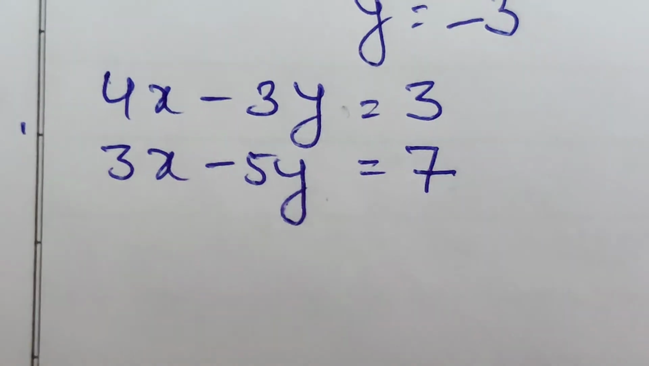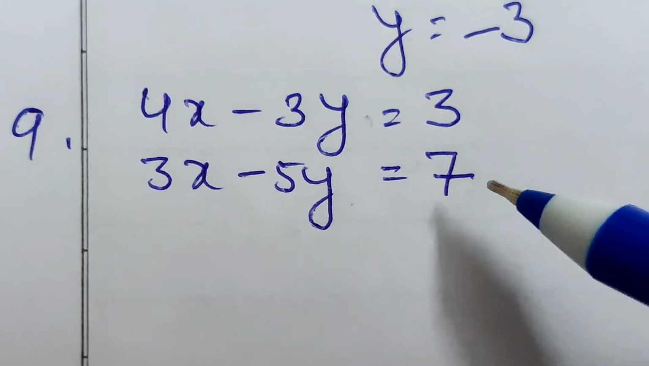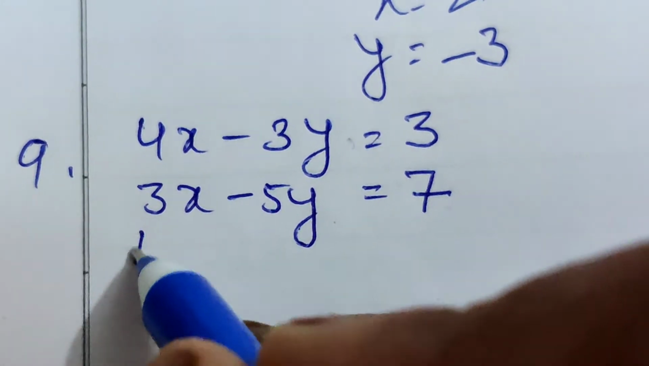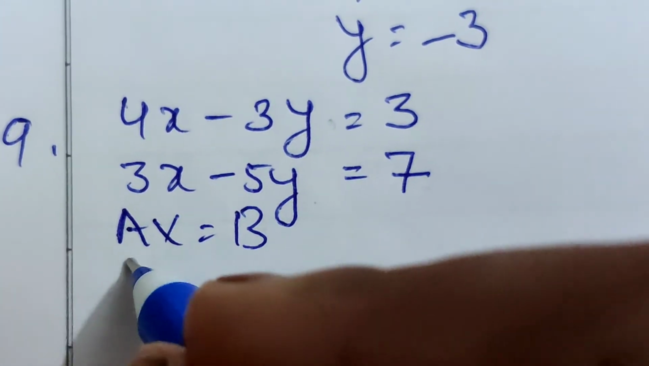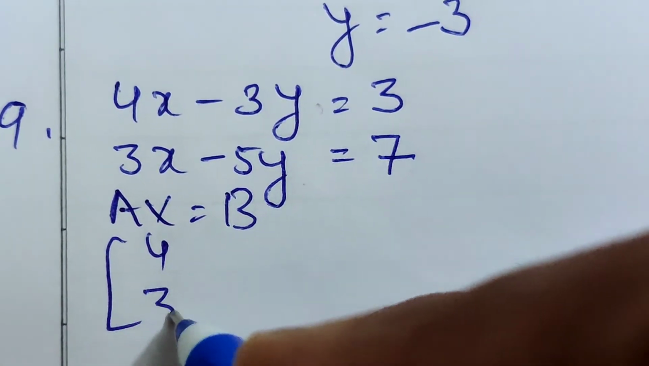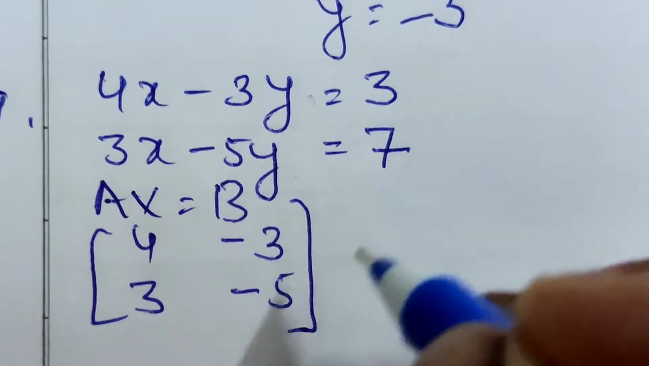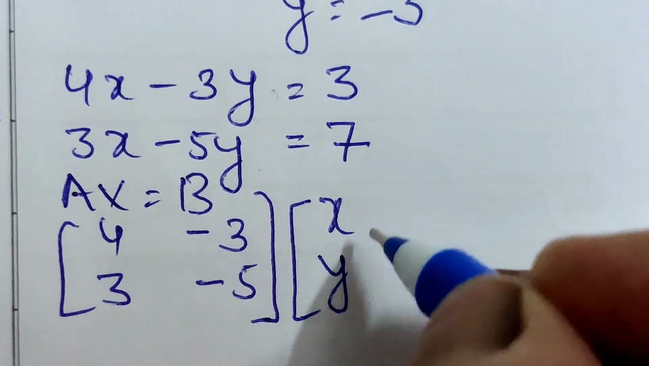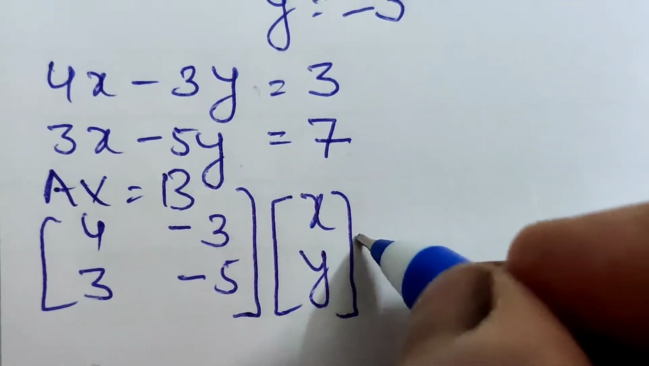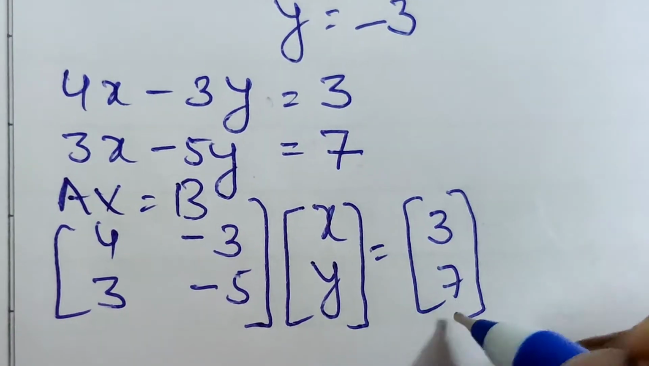Next question is 4x minus 3y equal to 3, 3x minus 5y equal to 7. Just write in the form of AX equal to B. A means [4, -3; 3, -5]. This is the matrix A. X is the matrix of variables, and B equal to the constants.